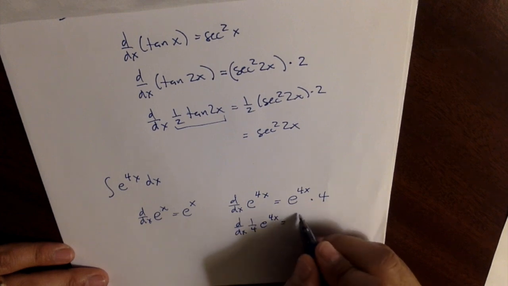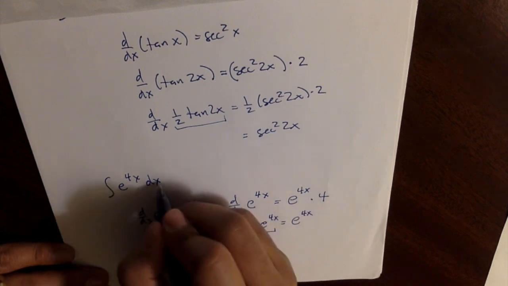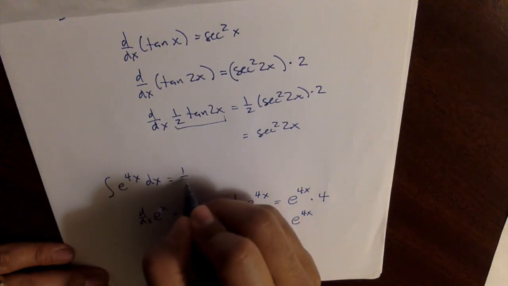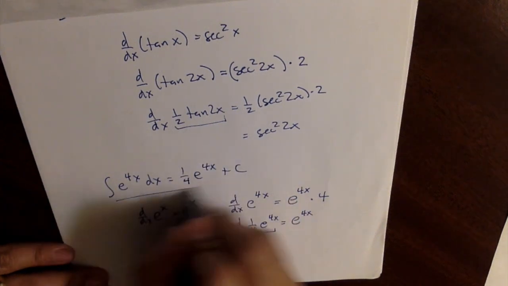And what do I find? That this 4 and that 1/4 cancel, and I'm just left with e to the 4x. So this function right here is a function whose derivative is e to the 4x, like we wanted, and we are done.